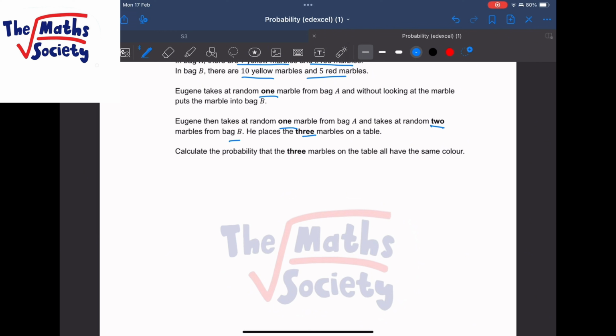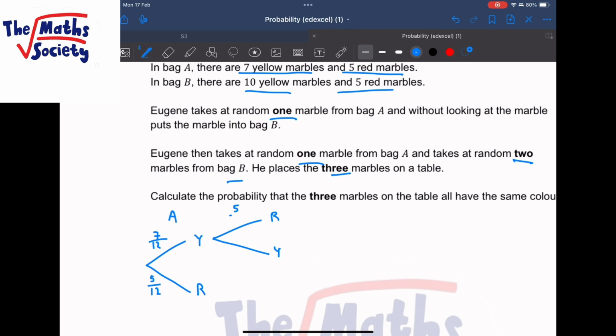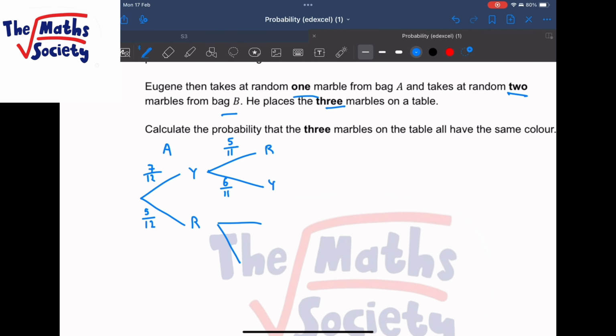So let's try to write A after transfer. So A first. So we know that originally it was 7, 5. So that's 12. That's yellow, red, 7 by 12, 5 by 12. Then we take again, red and yellow. That's after transfer, which is going to be 5 by 11 or 6 by 11. And this one's the same. We just red, yellow. That is 4 by 11 or 7 by 11.